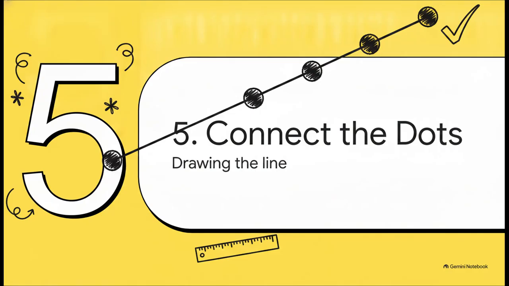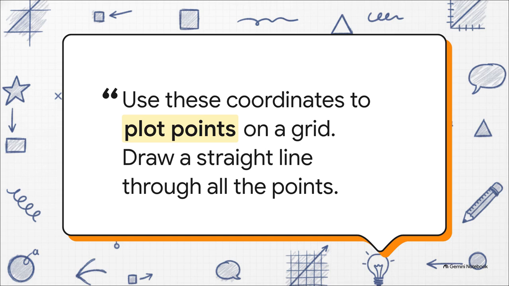And now for the grand finale. Step 5. Connecting the dots. Our source sums this up perfectly. You can use these coordinates to plot points on a grid. You can draw a straight line through all the points. This is that awesome aha moment.